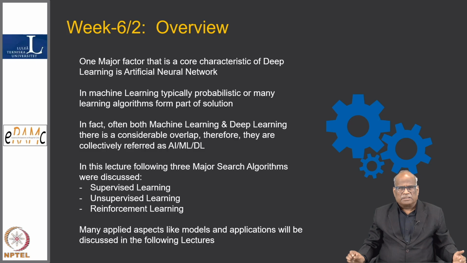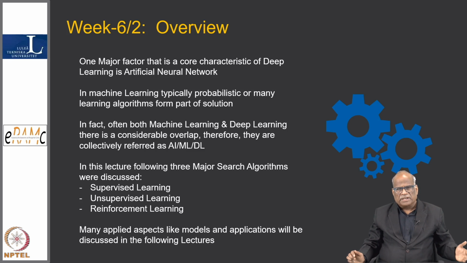Machine learning methods are mostly probabilistic, and many algorithms are there. What we saw are a selected few, but there are many more. And at the outset, between machine learning and deep learning there is considerable overlap. Therefore, they are collectively referred to as AI/ML/DL.